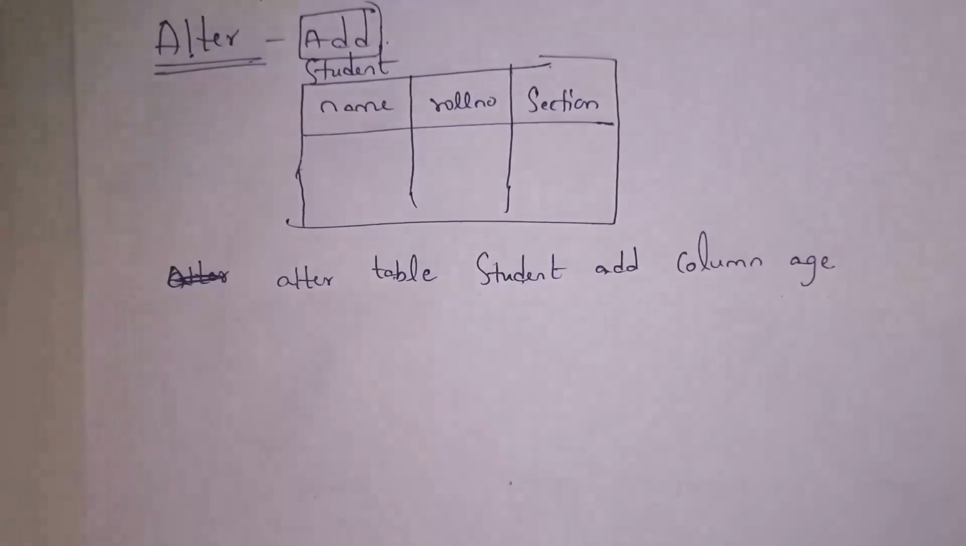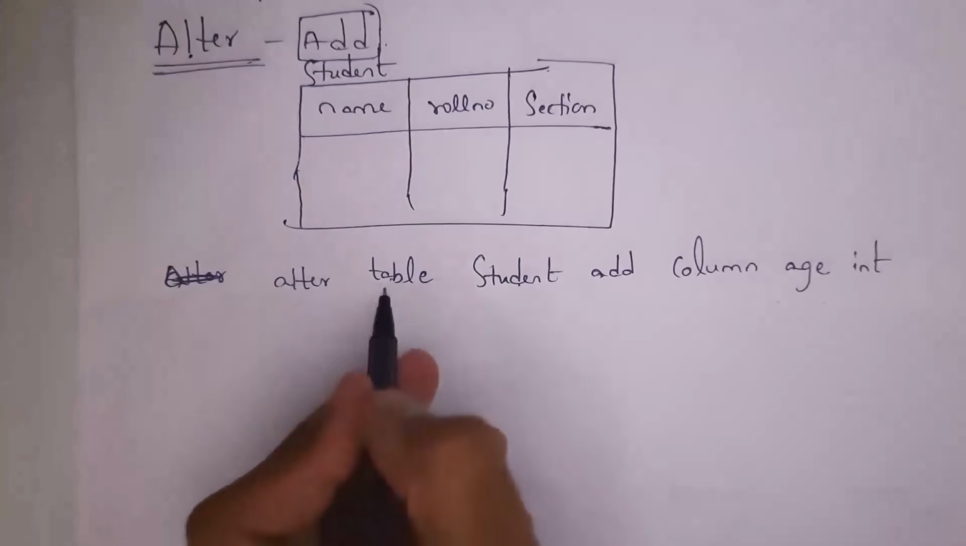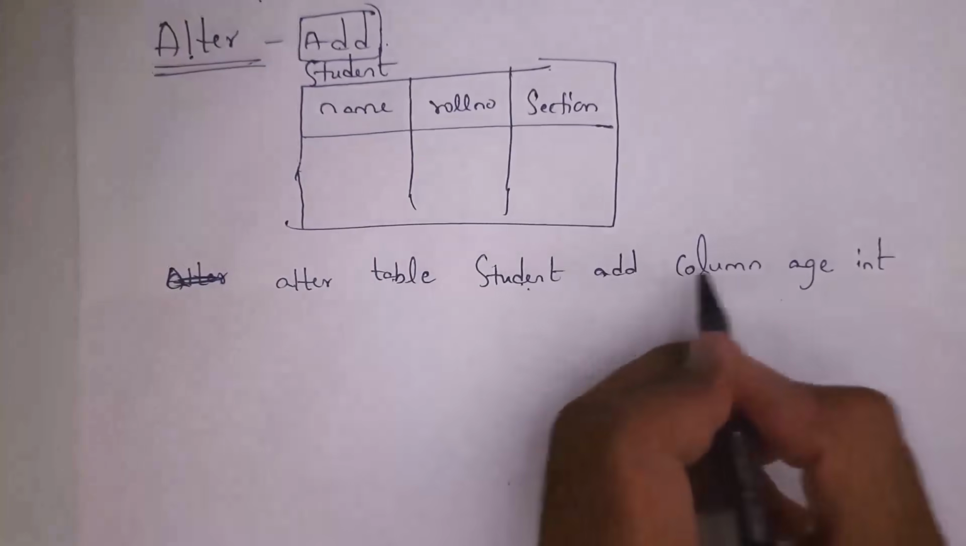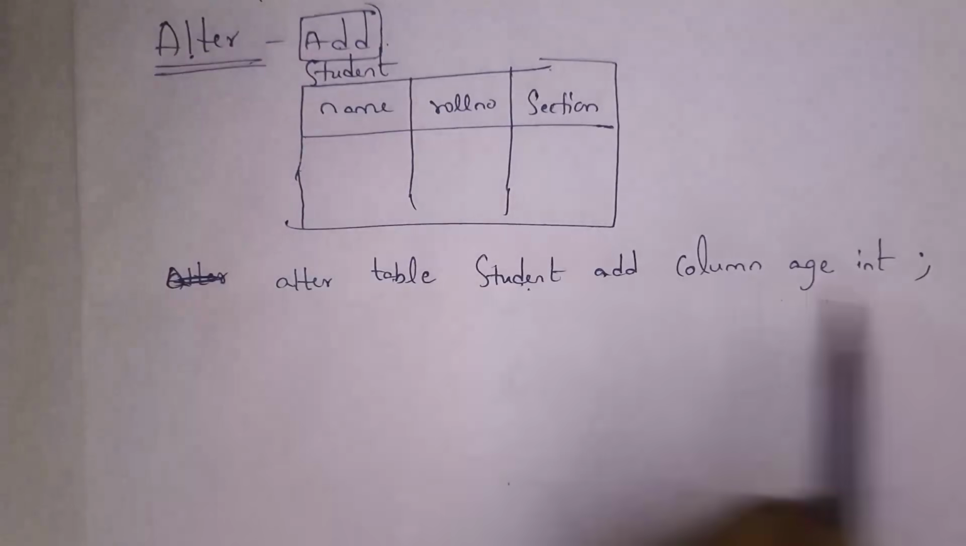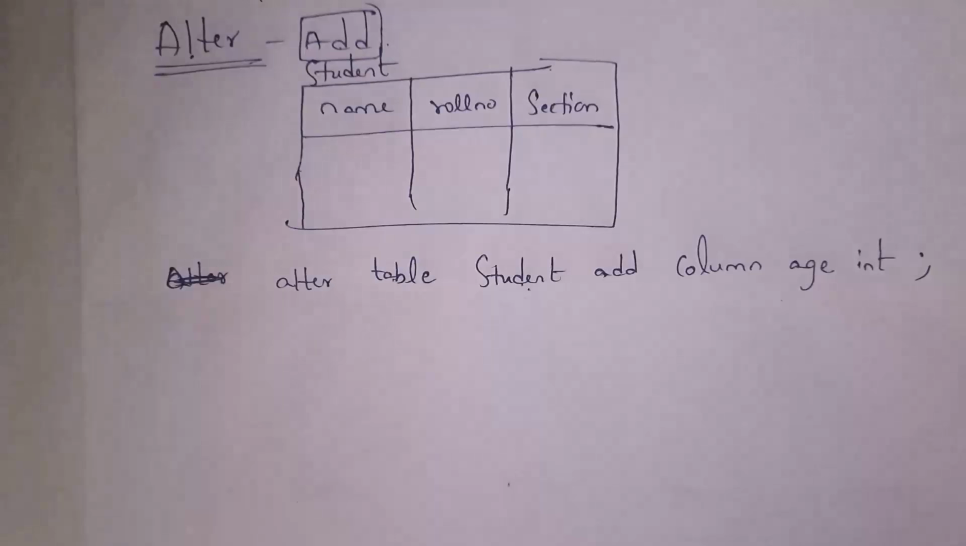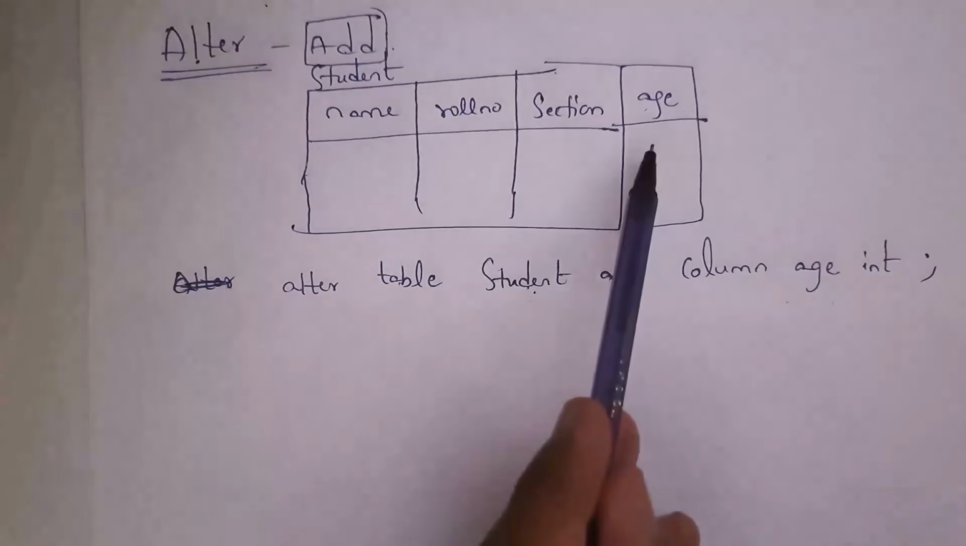We'll give age like 12, 13, 20, etc. So I will give the data type, that is int. Alter table table name, add column, column name and data type and give semicolon. Whenever you write this code and click enter, it will add one new column. That column name is age, added to the student table, and this age column data type is int.